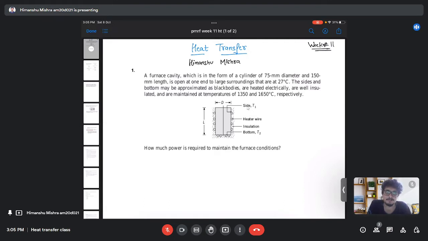There will be some problems related to heat transfer due to radiation, and there will be some problems where we have to find the view factors in arbitrary geometry or orientation of the surfaces. So let's start with the first question.